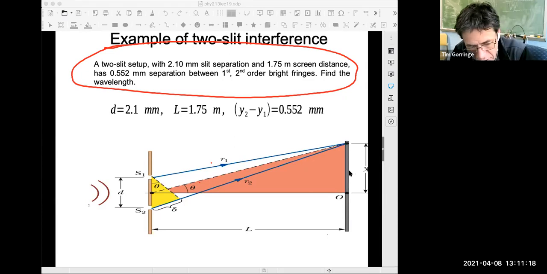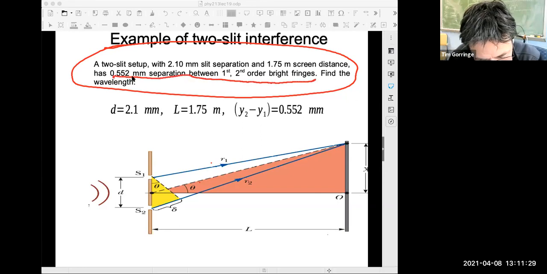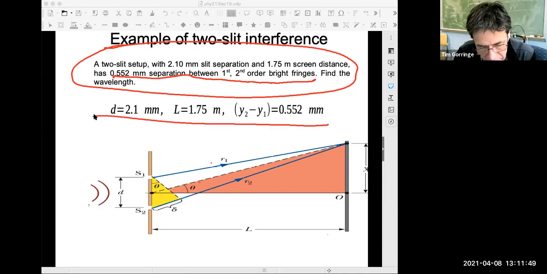We're told we see on this screen an interference pattern of bright and dark fringes. And we're told, look here, that there's a little over 0.5 millimeter between the first and the second order bright fringes. So it's 0.55 millimeters distance between first order bright fringe and the second order bright fringe. And we've got to take that information, summarized here at least, and figure out the wavelength of the visible light that's shining on this two-slit experiment. So let's see if we can do that.